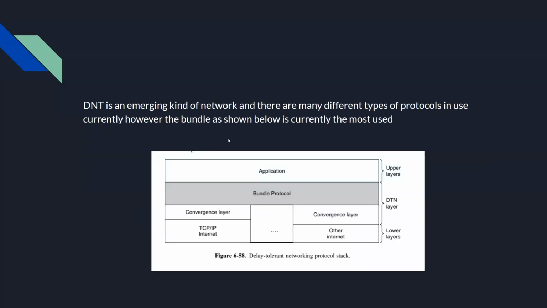DTN is an emerging type of network, and there are many different types of protocols currently in use. However, the bundle as shown below is currently the most popular. Bundles are capable of holding very, very large amounts of data, and once they have formed a connection to the receiver, they will typically transfer using TCP or UDP to contact and communicate to the receiver.